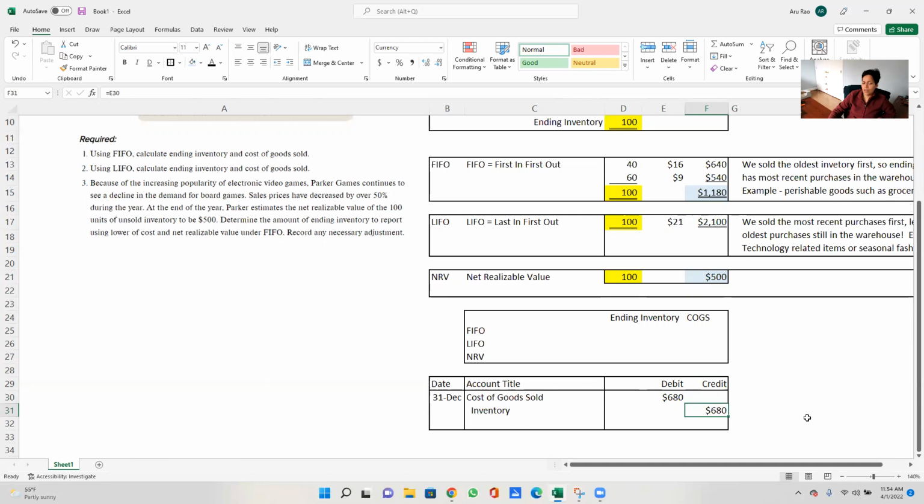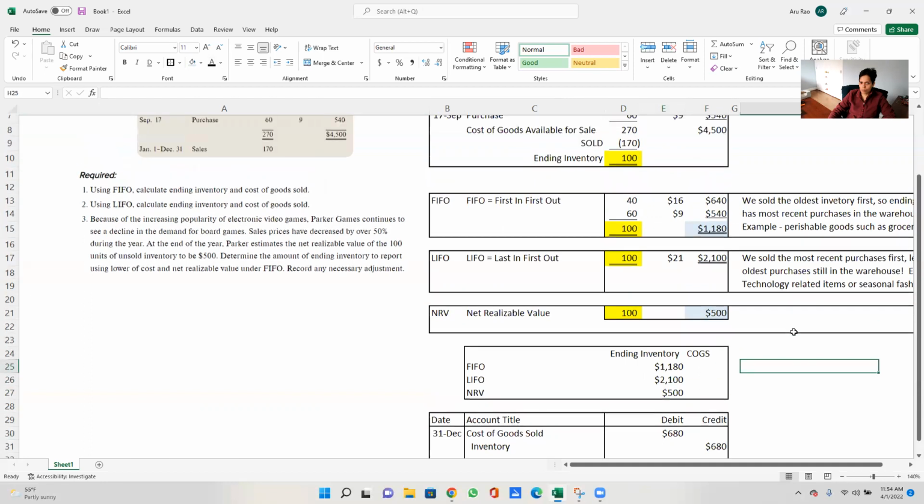Okay. Now, going back to the problem on hand, they asked you, using FIFO, calculate ending inventory and cost of goods sold. We calculated ending inventory. So my ending inventory number is 1180. Under LIFO, ending inventory is 2100. We calculated that number. Net realizable value method, ending inventory is 500. They gave me that number. Okay. Now, last part is, what do I assign to cost of goods sold? What will that number be?